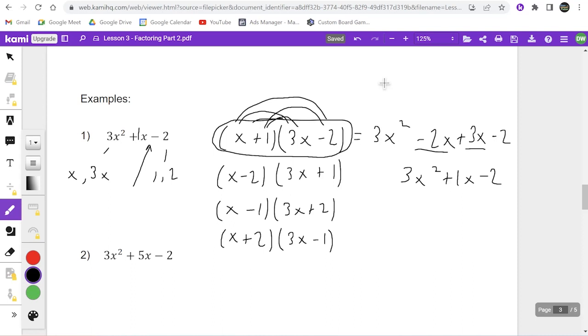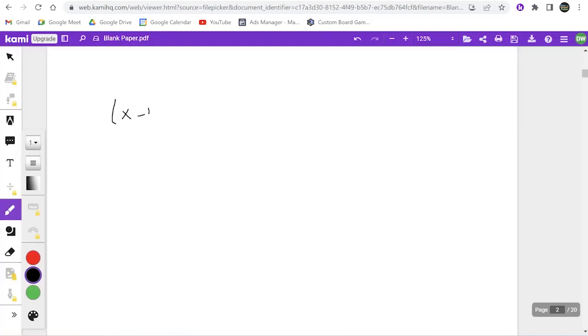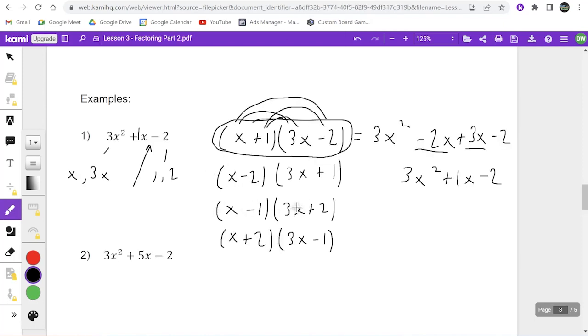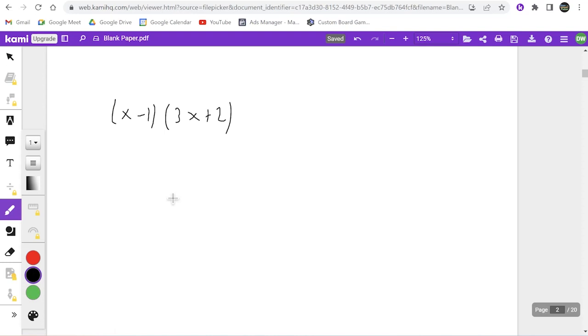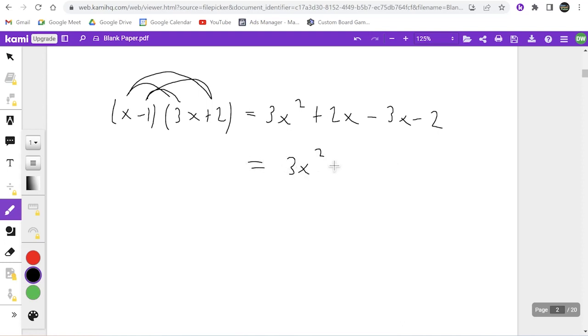Now it's worth mentioning, well, what does it look like if you choose the wrong one? Let me show you an example of choosing the wrong one. Here's x minus 1 times 3x plus 2. That's the third option on our page here. And if we look at that, that's going to be this. x times 3x is 3x squared. x times 2 is plus 2x. Negative 1 times 3x is minus 3x. And then negative 1 times positive 2 is minus 2. It looks like we get 3x squared minus 1x minus 2 as our final answer.